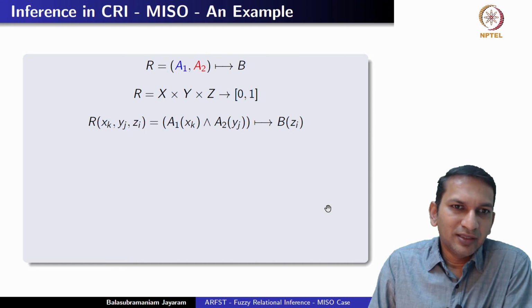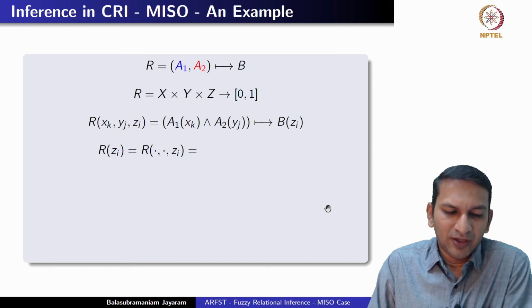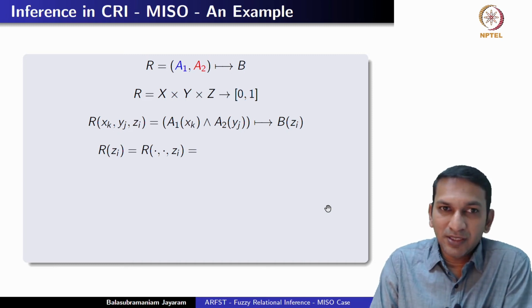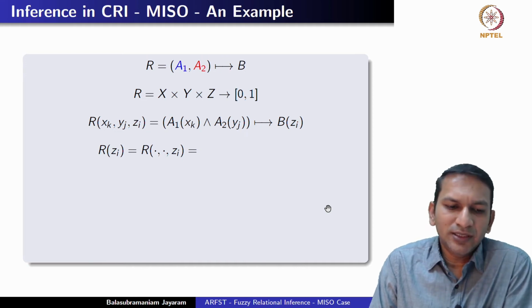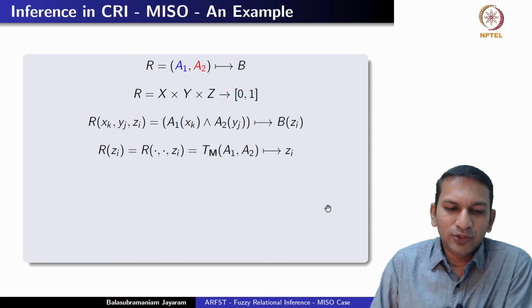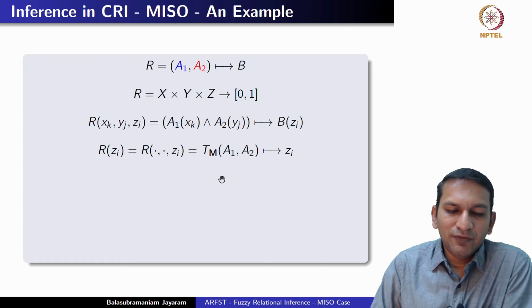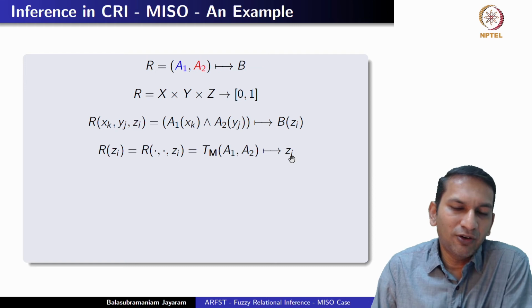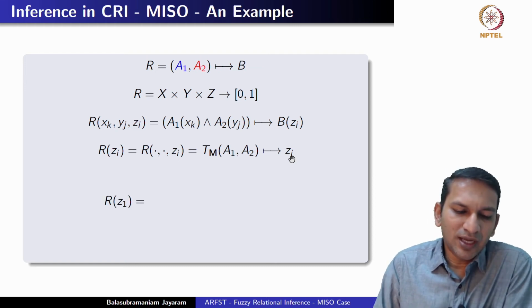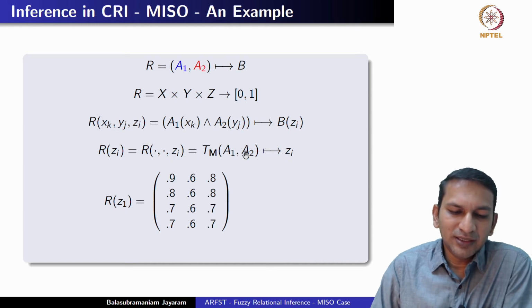Now clearly, this R is a 3-dimensional relation. So now, it's difficult to represent it in 2 dimensions. A better way to look at it is by fixing one of the components. Let's fix Zi and let the other two vary. Which means essentially, we are looking at the combined antecedent acting upon just one component of B. What do you mean by this? Look at this R of Z1. This is the matrix that we've got.